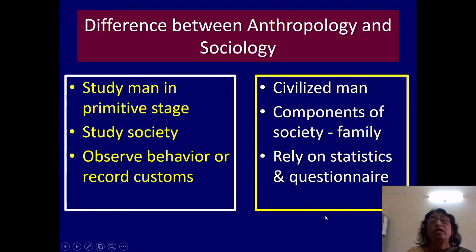What is the difference between anthropology and sociology? Anthropology is the study of man in the primitive stage. But in sociology, it is the civilized man. It is a study of society in anthropology, but of the components of the society in sociology. And anthropology is very much related to behavior or record customs, and this relies on statistics and questioning. This is the difference. Sometimes it is asked as a 4 marks question in your community medicine.